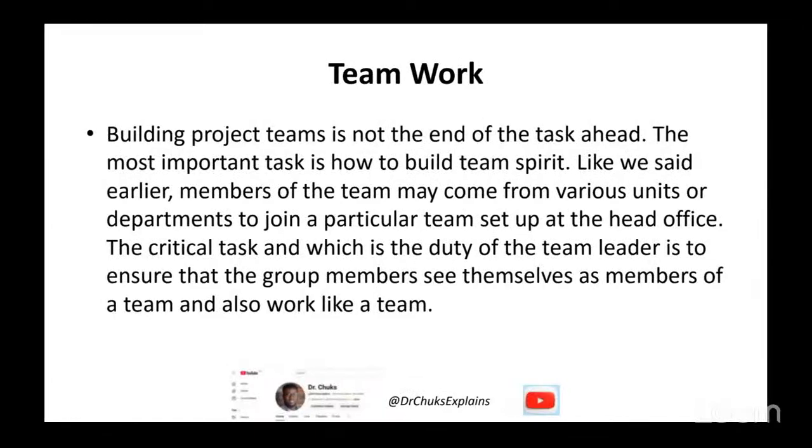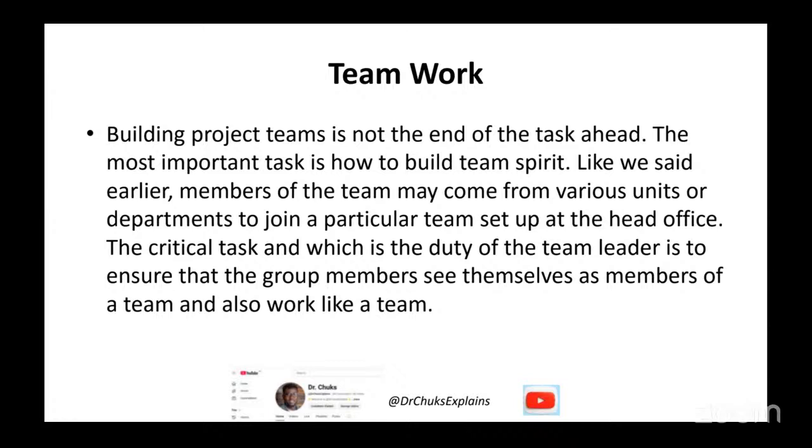Now let's talk about the concept of teamwork. Building a project team is not just the end of the task ahead. Once you do that, the task is solved? No, once you build a project team, the task still continues. The most important task is how to build team spirit within that team. Like we said earlier, members of the team may come from various units or departments to join a particular team set up for a particular purpose at the head office of a particular organization.